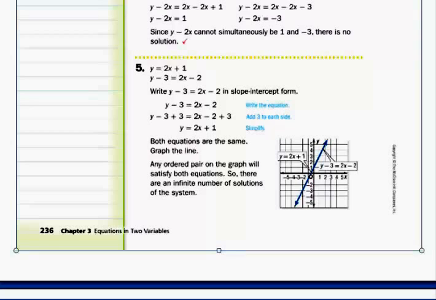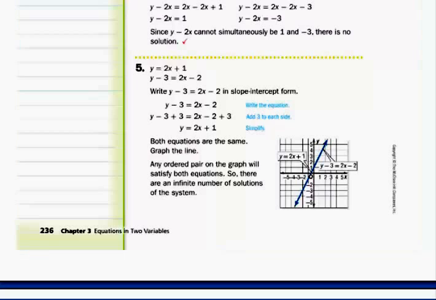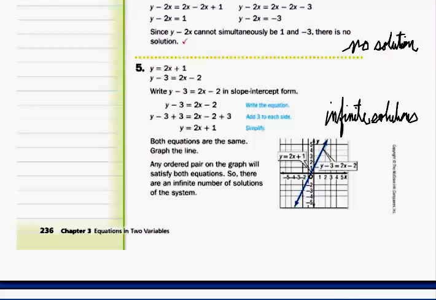So if they're parallel, they will have no solution. But if they touch at every single point, there's an infinite number because, you know, lines go on in both directions forever. So there is not a single number of solutions, but an infinite number of solutions. So you could write no solution, or if it's the case that it's the same line right on top of the other, infinite solutions. Okay, so no solution or infinite solutions.